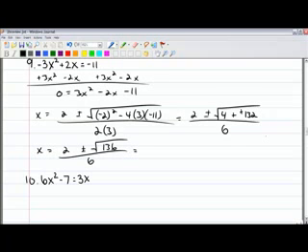Square root of 136 reduces. I think the largest perfect square that goes into it is 9. And it goes in, I believe, 34 times. Not 34 times.